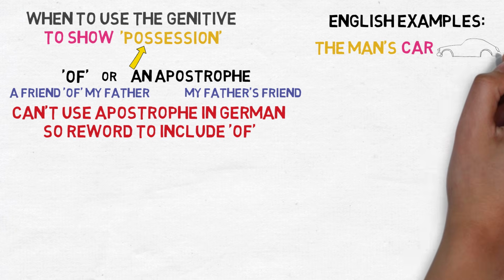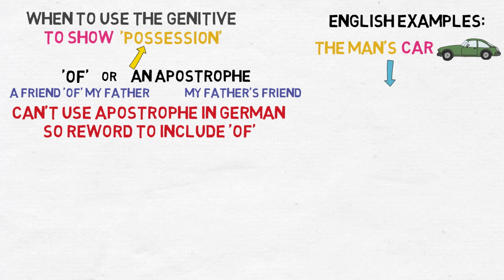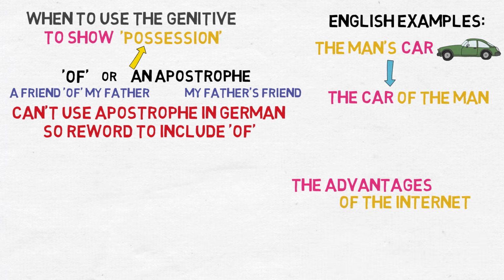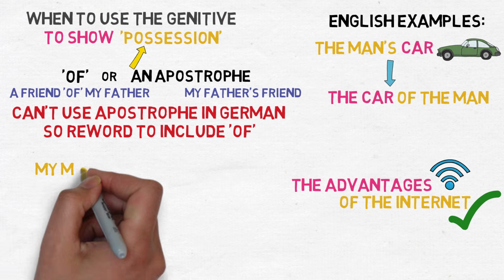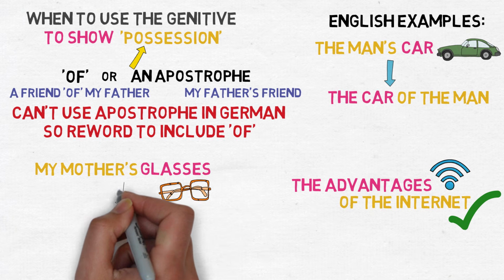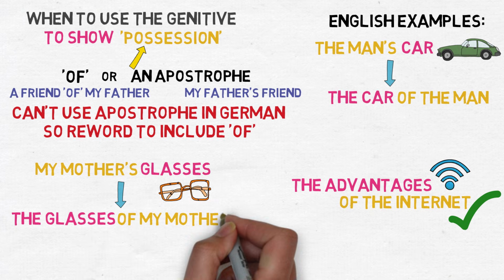The man's car would need to be reworded to become the car of the man. The advantages of the internet is already in the correct form, so that's okay. My mother's glasses would need to become the glasses of my mother.